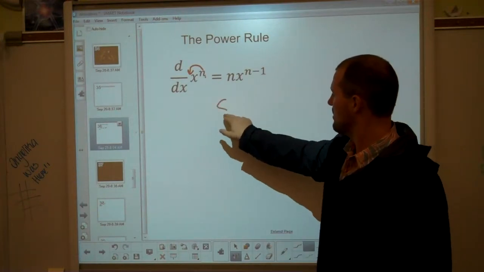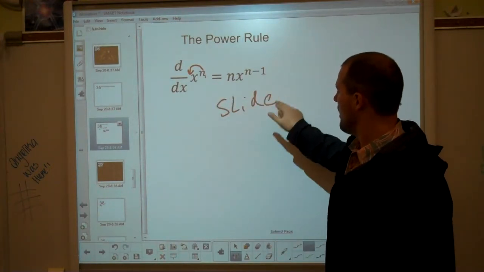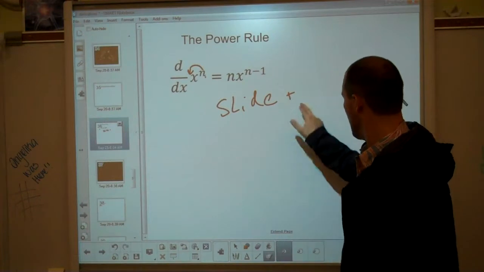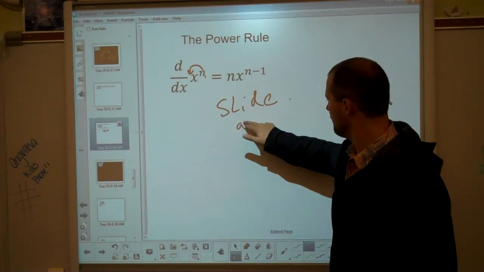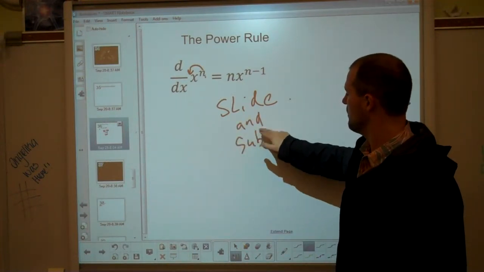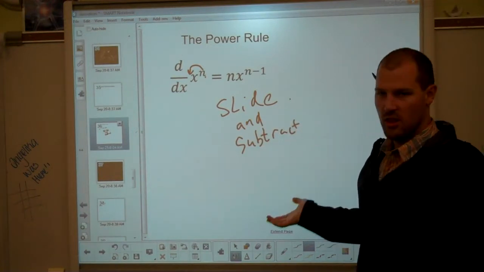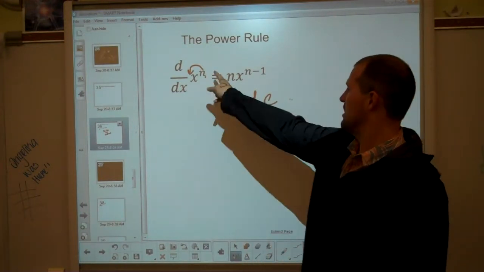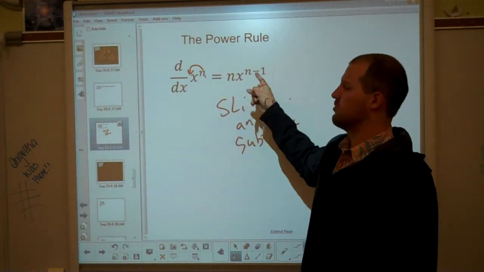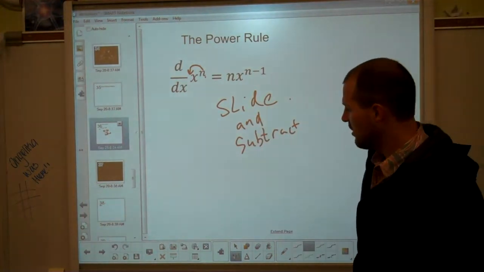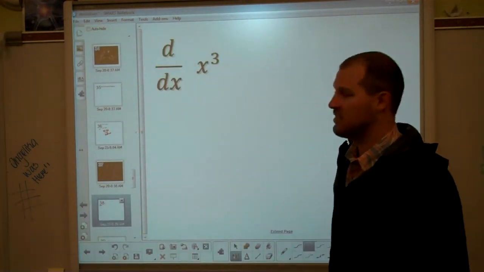Just to help you remember, it's sometimes called the slide and, no, we'll not add, slide and subtract rule. And the reason some people would say that is we're just sliding the power down in front, boom, there it is, and we're subtracting 1 from the exponent. So let's take a look at what it looks like in practice. We'll get through a couple of examples.